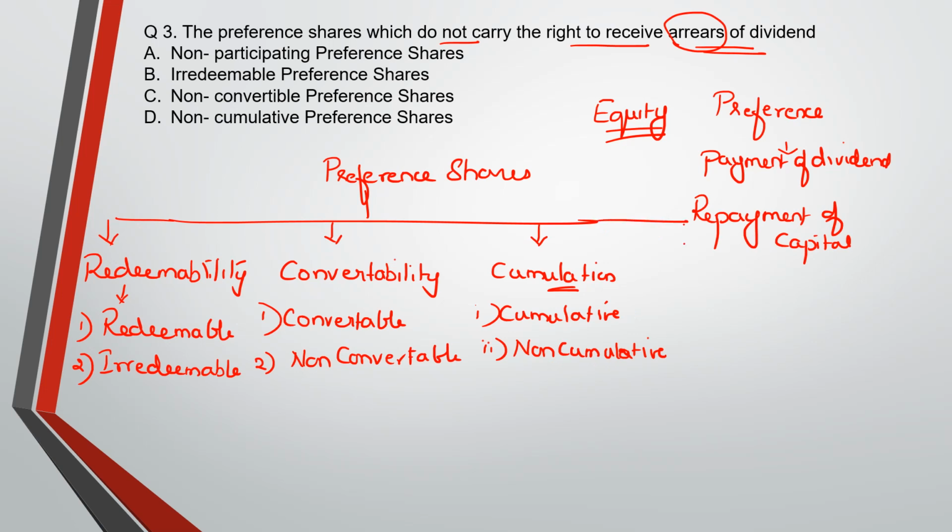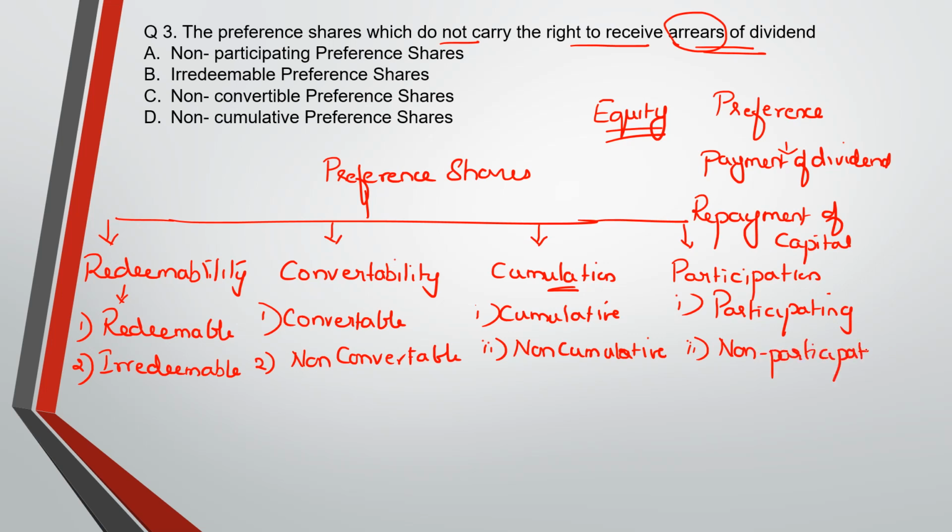And the last category that we have is on the basis of participation. Now on the basis of participation, we have participating and non-participating preference shares.